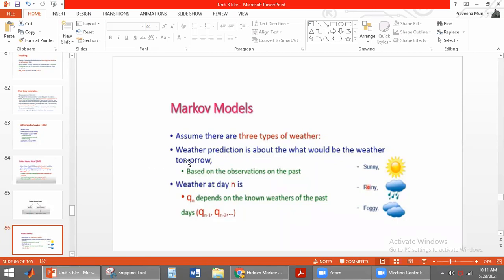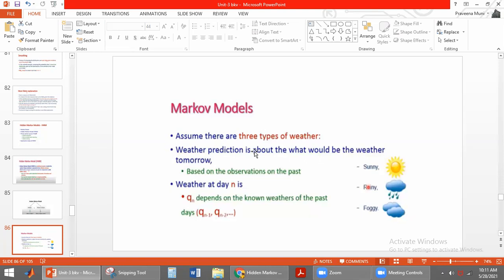Here we are taking three types of weather, students, in this example. The three weathers we have are sunny, rainy, and foggy. The weather prediction is about what the weather will be tomorrow. So we have to predict tomorrow's weather. How do we predict it? Based on the observations of the past.